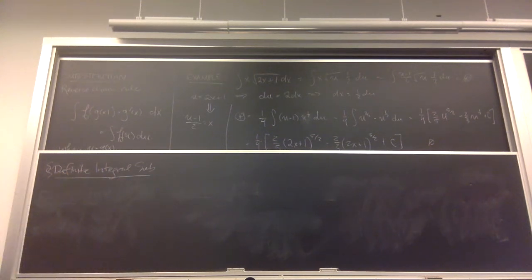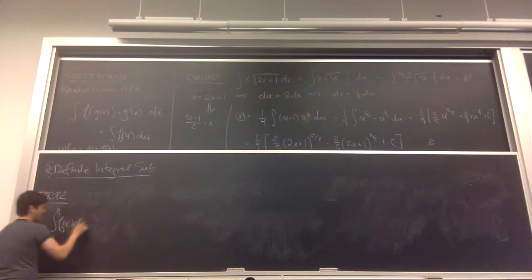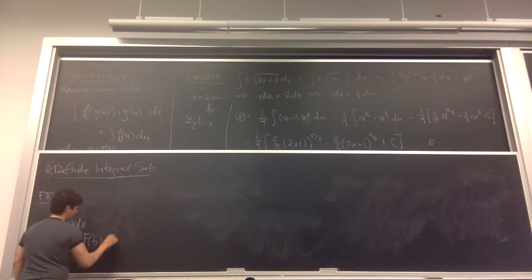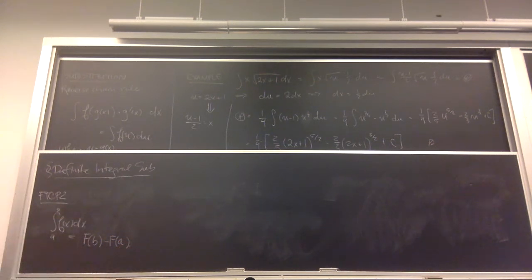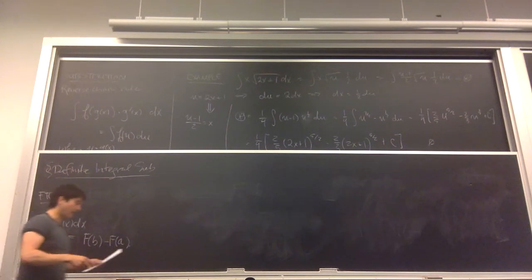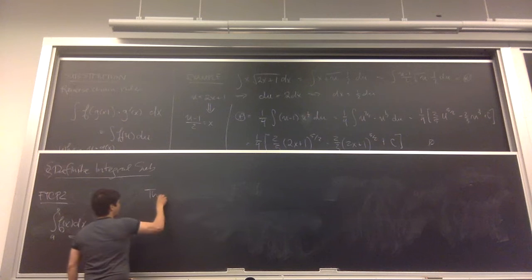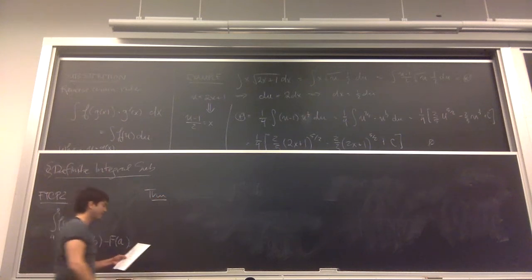So how do you do a definite integral? Well, remember, we have the fundamental theorem of calculus part 2, which says the integral from a to b of f of x dx is equal to the difference, F of b minus F of a, when F is the antiderivative. We're going to extend this a little bit to be used with substitution. So the new theorem looks something like this.